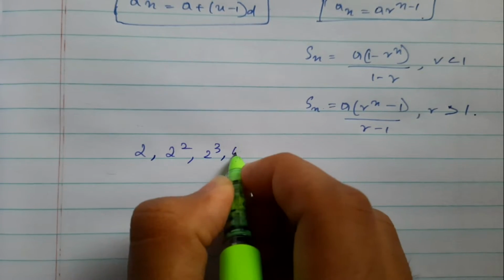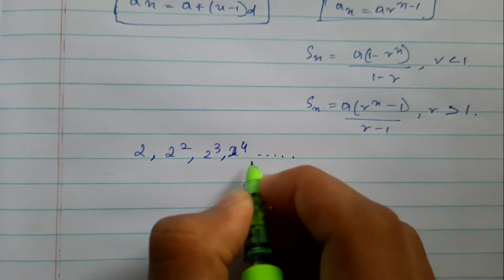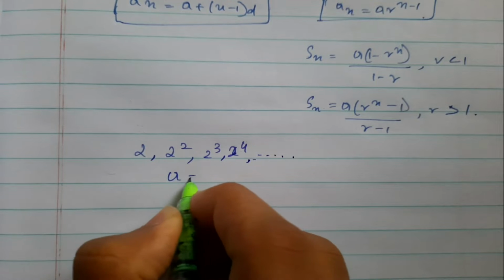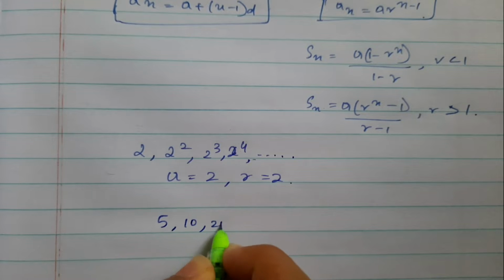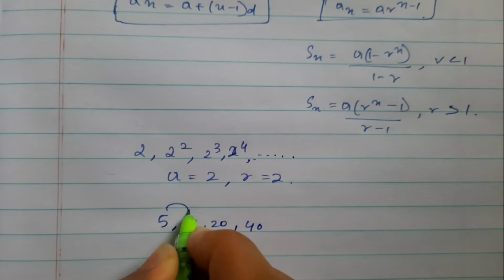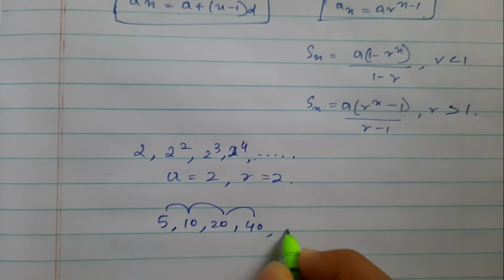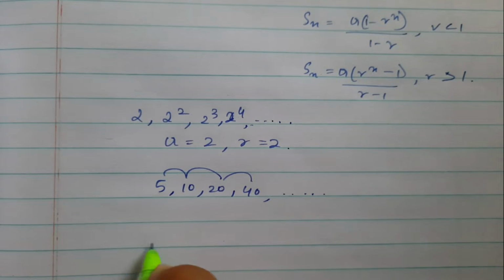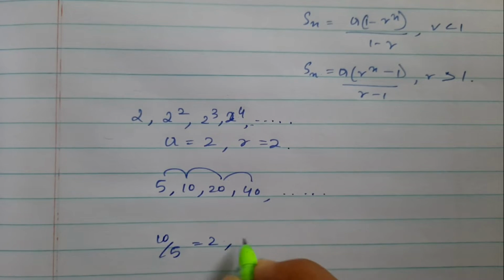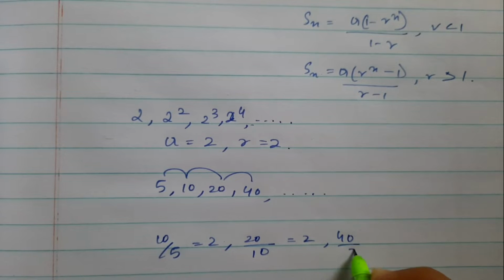For example, 2, 2 square, 2 cube, 2 power 4, etc. Here A equal to 2 and R equal to 2. So 5, 10, 20, 40. Here how to find the common ratio? 10 divided by 5, second term divided by first term, that is equal to 2. Third term divided by second term, 20 by 10 equal to 40 by 20 equal to 2. So the ratio is the same. That is called the common ratio.